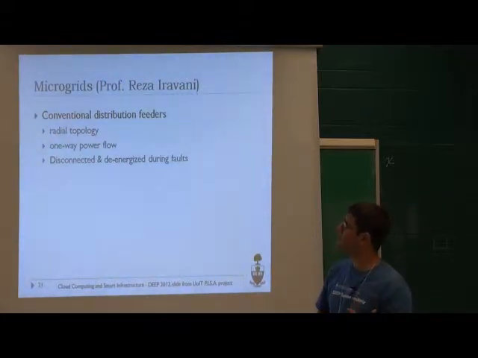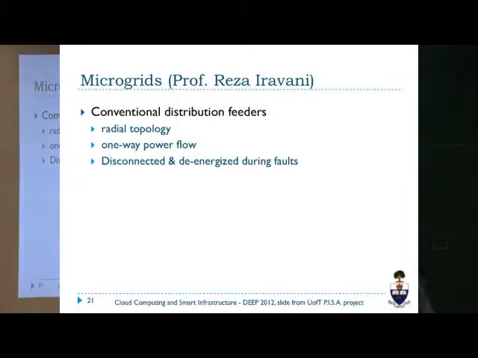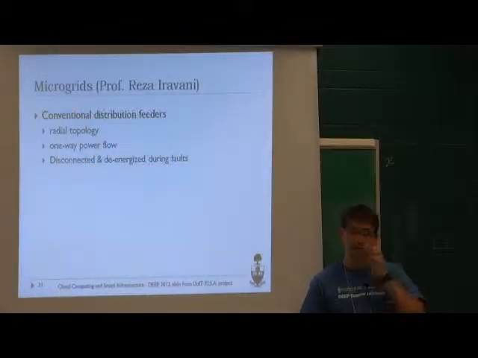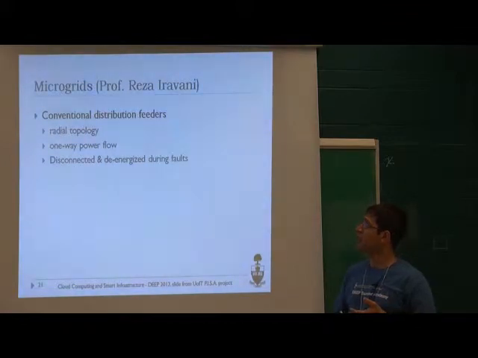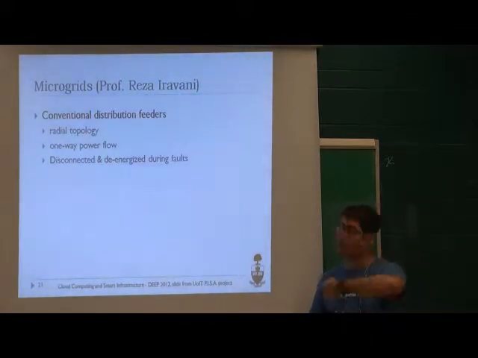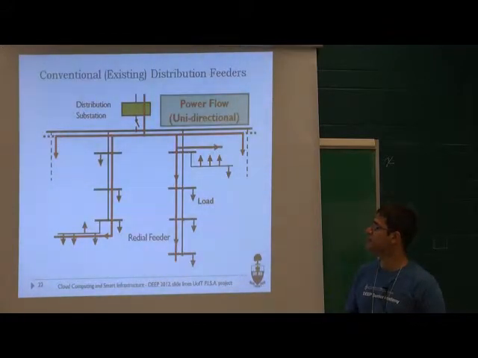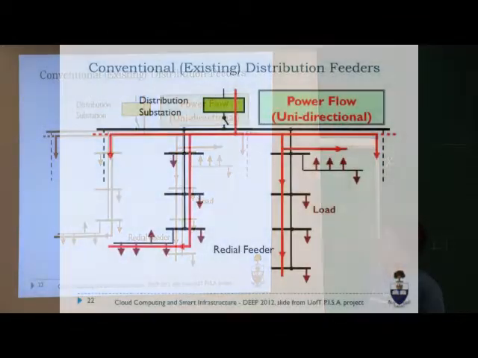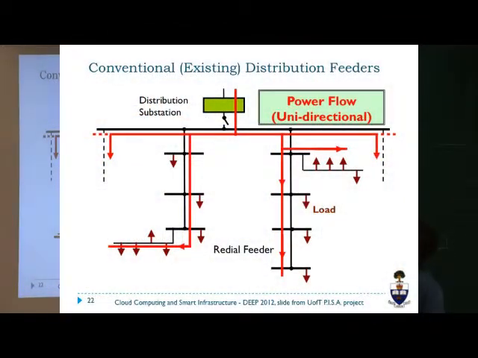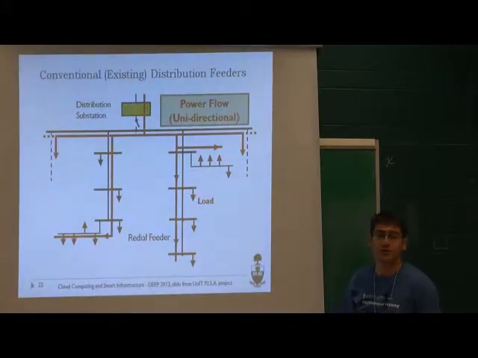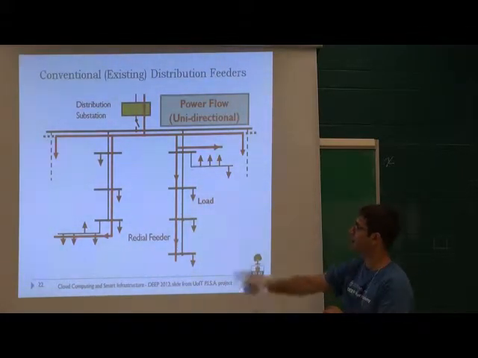So your conventional distribution feeders, which are the ones that provide electricity, have radial topology, have one-way power flow, so it goes in one way, it doesn't come back. They are disconnected and de-energized during faults. So it looks like this. If you look at the arrows, they go down. Okay? So the red ones, look at the red ones, the power flow is unidirectional. Okay, so this is your radial feeder, this is what the topology looks like, and you have different loads here in different places. The blacks are the loads.